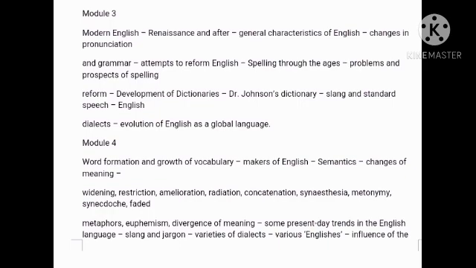And finally, Module 4 consists of topics like word formation and growth of vocabulary, makers of English, semantics, changes of meaning, widening, restriction, amelioration, radiation, concatenation, synesthesia, metonymy, synecdoche, then metaphors, euphemism, divergence of meaning, some present-day trends in the English language, slang and jargon, varieties of dialects, various Englishes, and influence of the colonies.